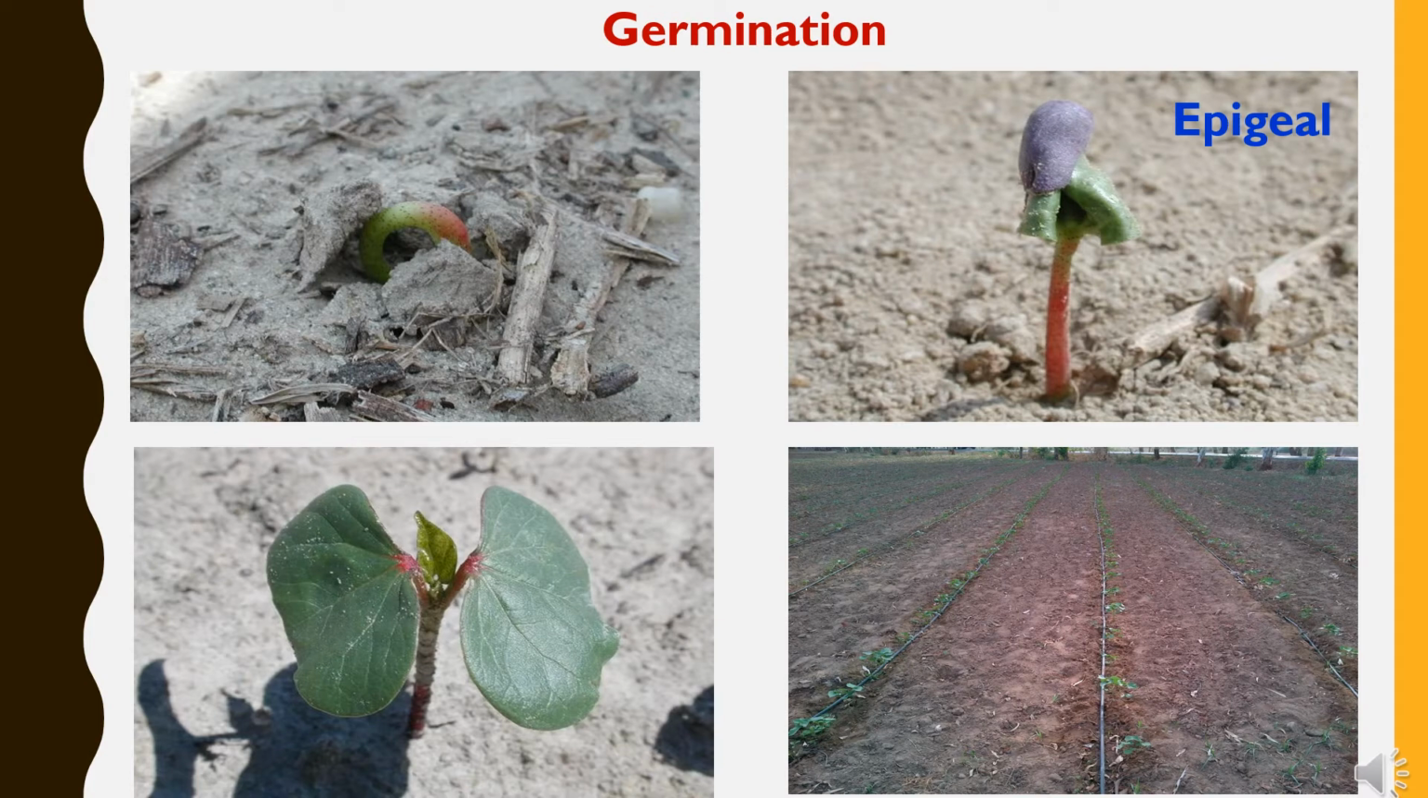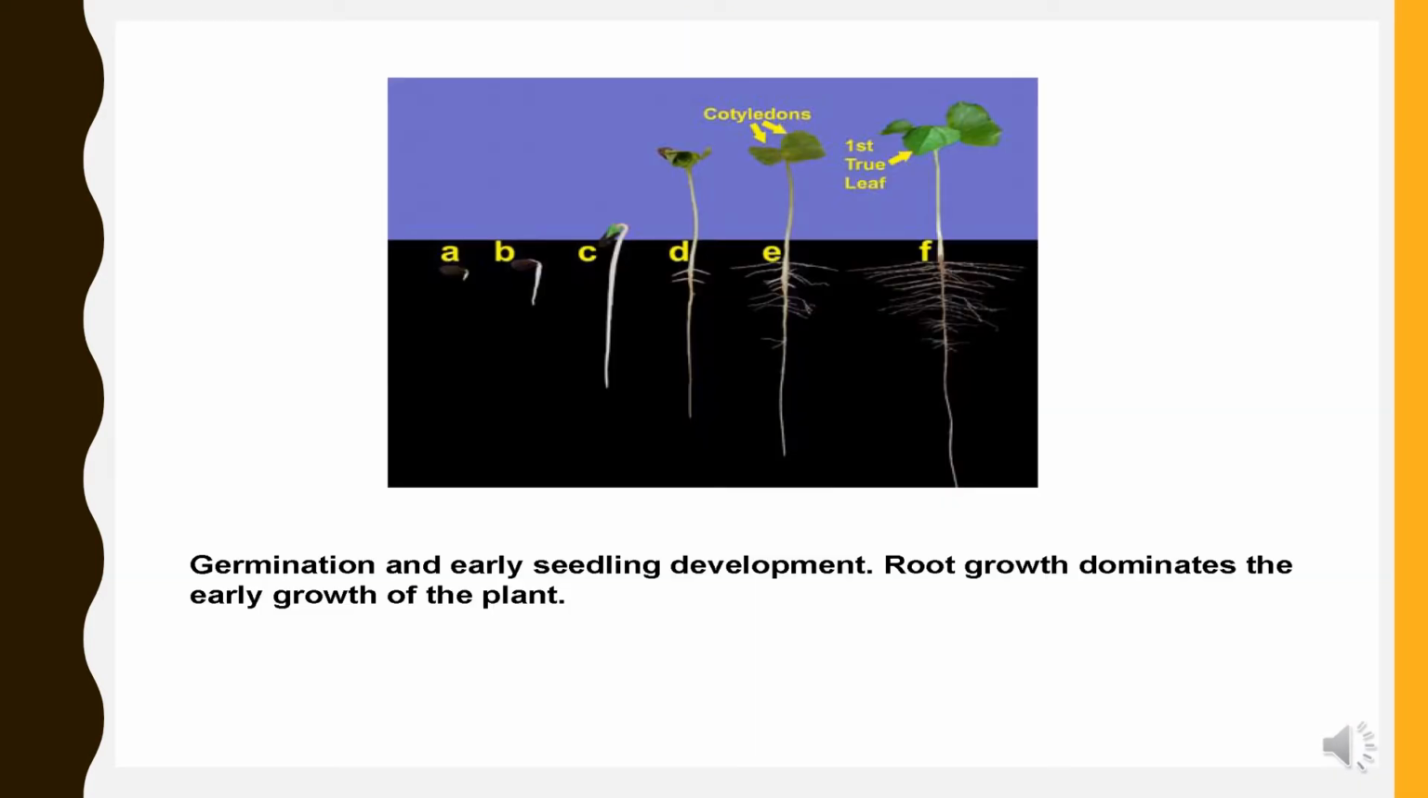In this picture we have shown the germination process. In cotton there is epigeal germination, where the cotyledons come out from the soil after germination. Germination and early seedling development, where the root growth dominates the early growth of the plant.